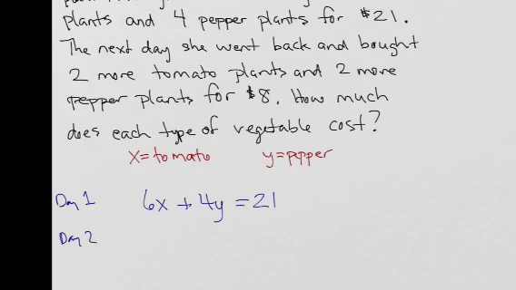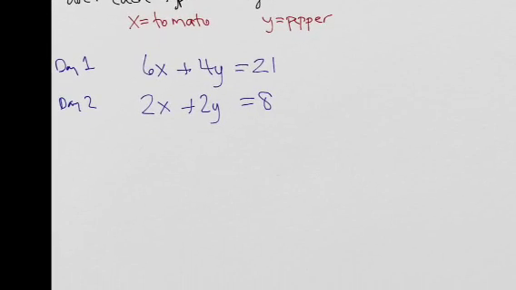So the next equation. The next day, she went back, bought 2 more tomato plants and 2 more pepper plants for $8. So again, we have the total. So let's fill it in. She bought 2 of each, 2 peppers, 2 tomatoes, and there's our setup.